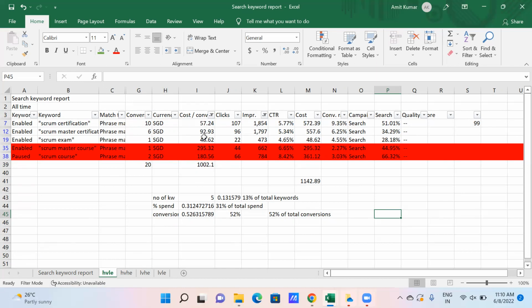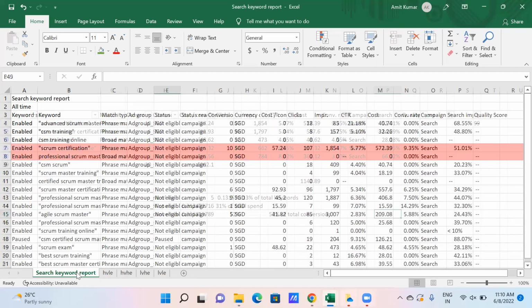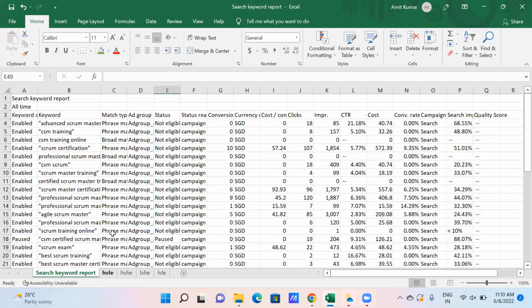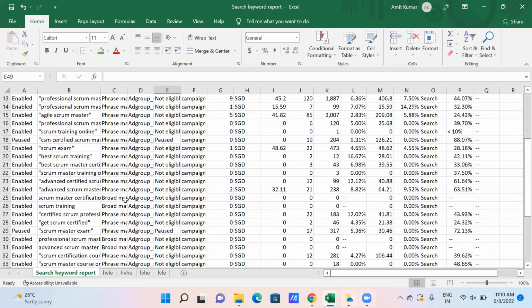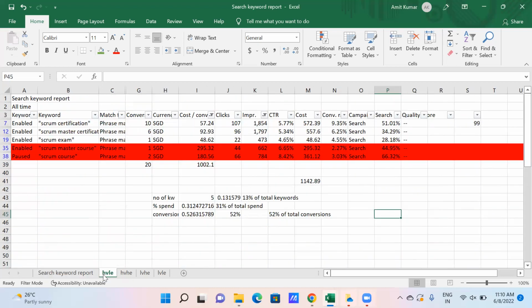When I got this, I got a filter of these five keywords, and the total number of keywords is 38. If you calculate, it is 38 here. Now, the percentage of keywords that falls in this particular quadrant is 13% of the total keywords. Then I calculated the percentage of spend, which came to 31%.